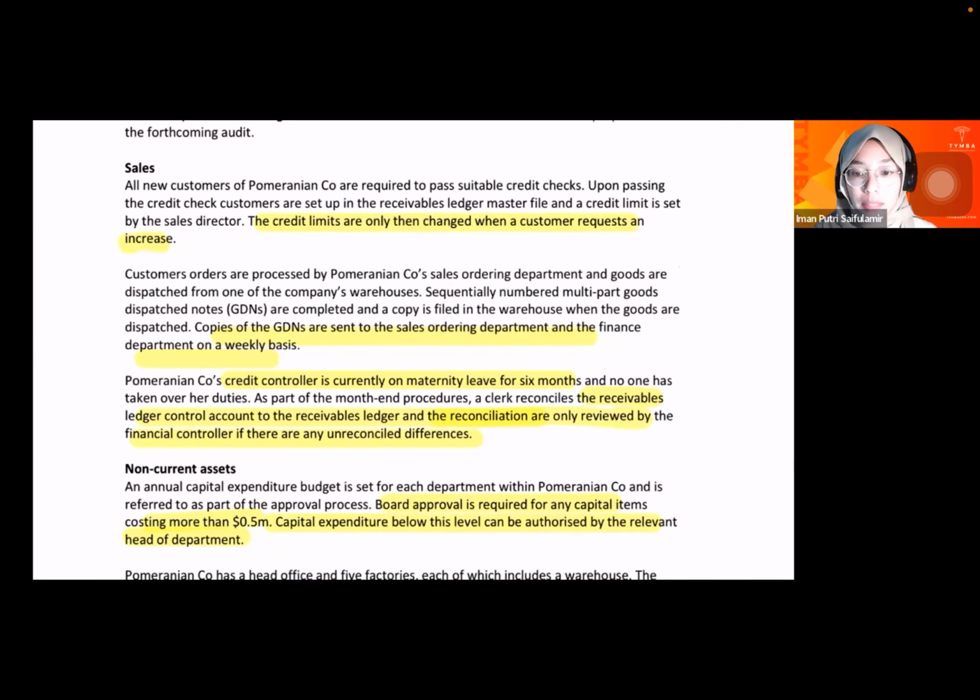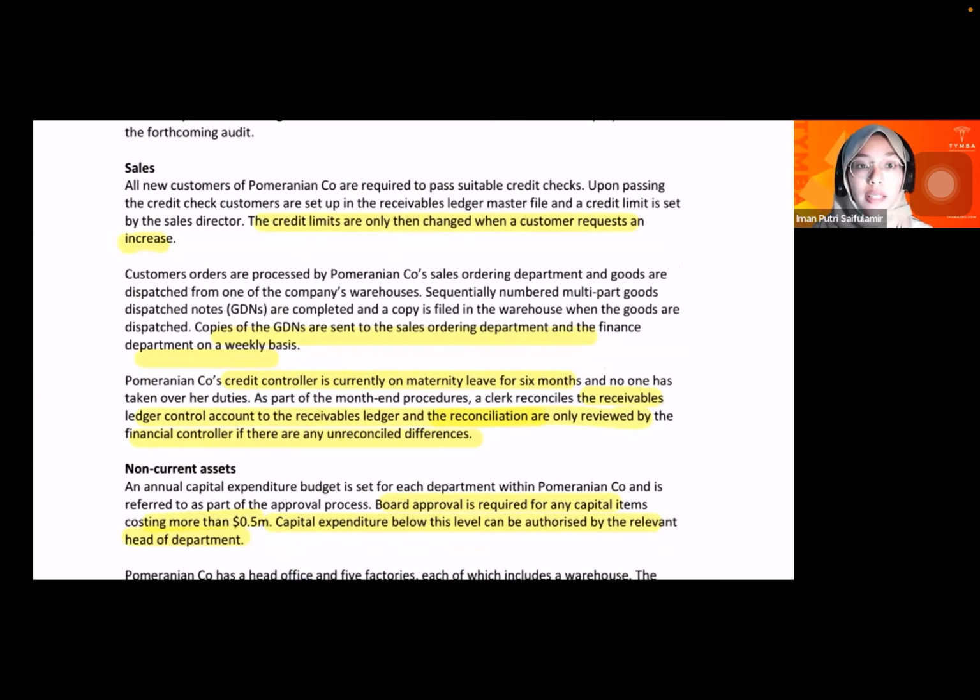So first things first, the first is basically that the credit limits are only changed when a customer requests an increase. Hold on. You guys see my screen? Okay.